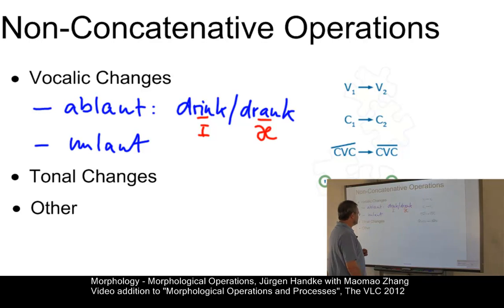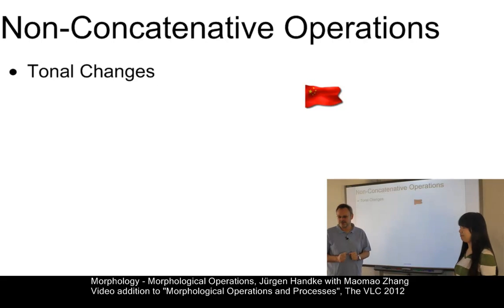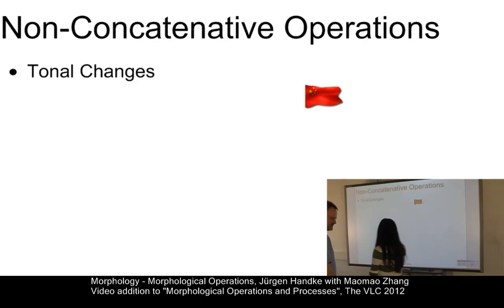Let's now look at another change, the tonal change. Now, this is quite interesting. However, we need a native speaker here, and I introduce Mao Mao from China, whose mother tongue obviously is Mandarin Chinese, and she will illustrate to us now tonal changes by first of all writing down one word in four different characters. Okay, go ahead, please.